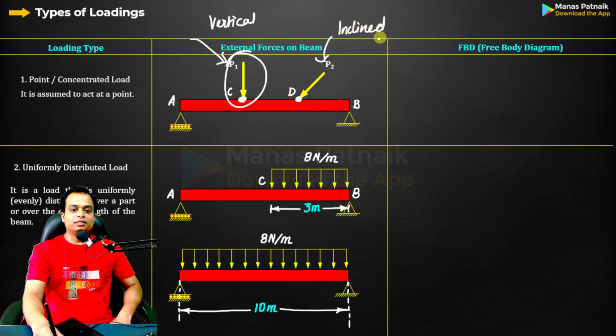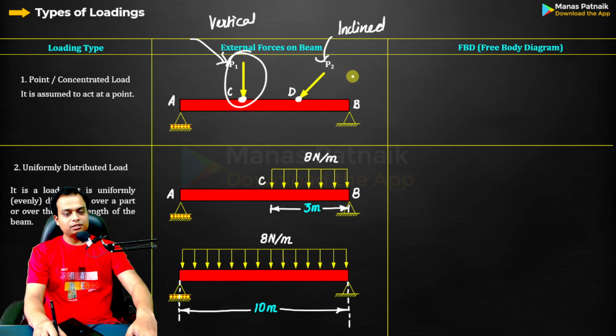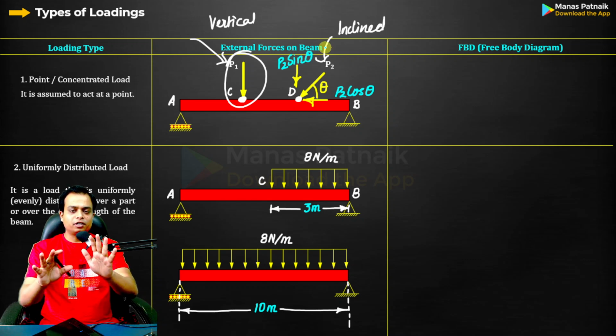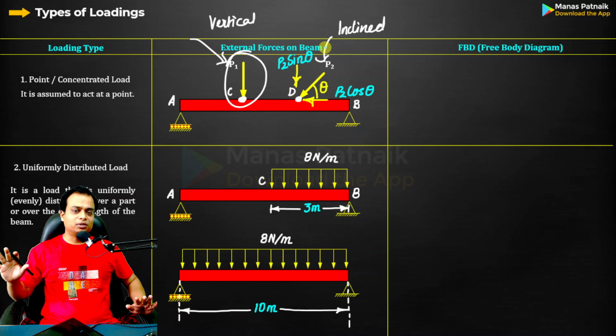If the point load is inclined, what you need to do is very simple. You need to resolve that into components, one horizontal and one vertical. If this happens to be theta, then you can simply write this as P2 cos theta, and you can simply write this as P2 sin theta. I hope you've now got a very good idea as to how point loads can be described.